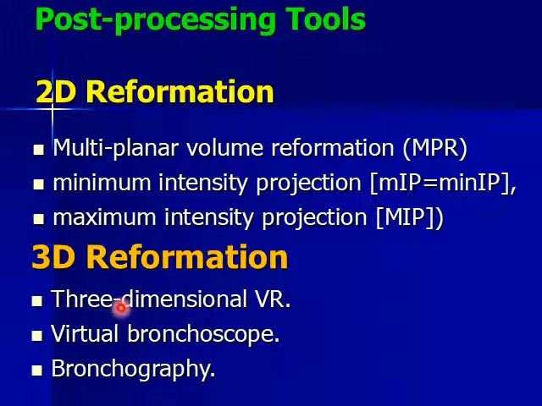When the examination finishes on the CT table, the dataset is sent to you on the workstation. And here is your role. You should do a lot of reconstructions, including 2D and 3D reformation. The 2D reformation includes MPR, MinIP, and MIP, and 3D reconstruction includes volume rendering, virtual bronchoscopy, and bronchography. Let us detail these types of reconstruction.